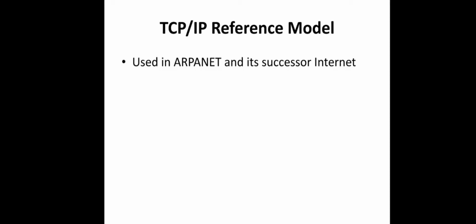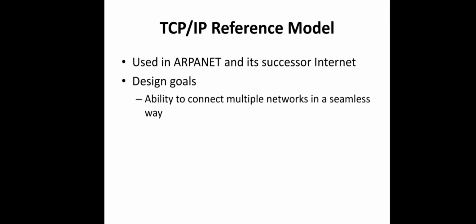When these new networks were added to the existing network, the existing protocols had some trouble in internetworking with them, so a new reference architecture was needed. So the first design goal of this TCP/IP reference model was the ability to connect multiple networks in a seamless way. And this led to the development of the TCP/IP reference model.